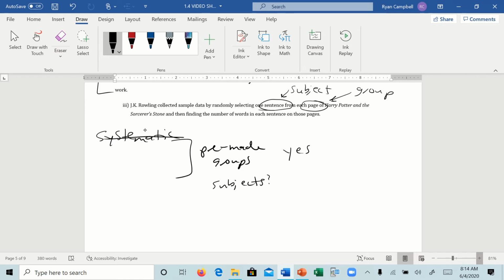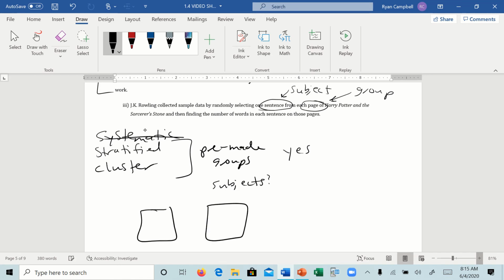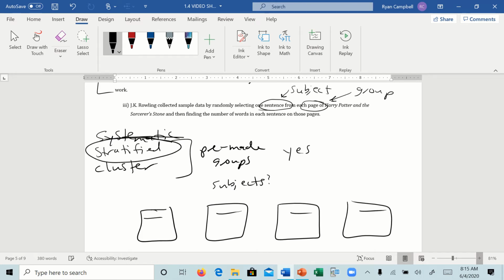So yeah, these actually do have pre-made groups, which means that it is either stratified or cluster. So which one is it? Is it stratified or is it cluster? Well, if we look at it, it's collected by selecting one sentence from each page of Harry Potter and the Sorcerer's Stone. So you have your groups, and you're taking one sentence from each page. So what does that look like? That's stratified. Good.